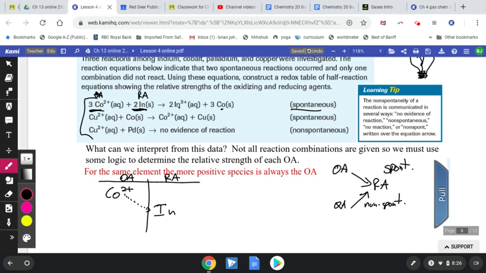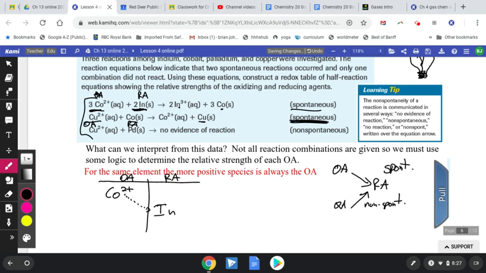So the cobalt 2 plus has to sit above the indium reducing agent. So I've already figured out the order of 2 of them in the table. Okay, next one, copper 2 plus, and there's its partner. So this is the oxidizing agent. Cobalt is the reducing agent. This one is also spontaneous.